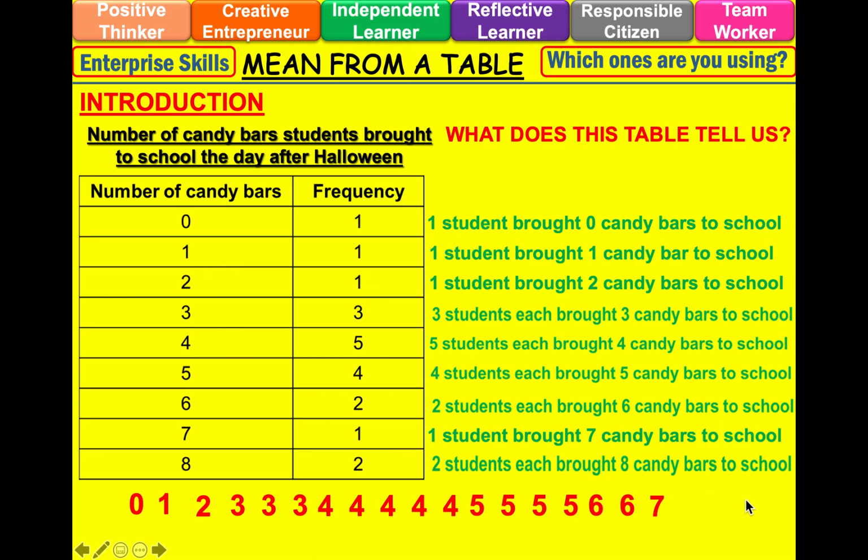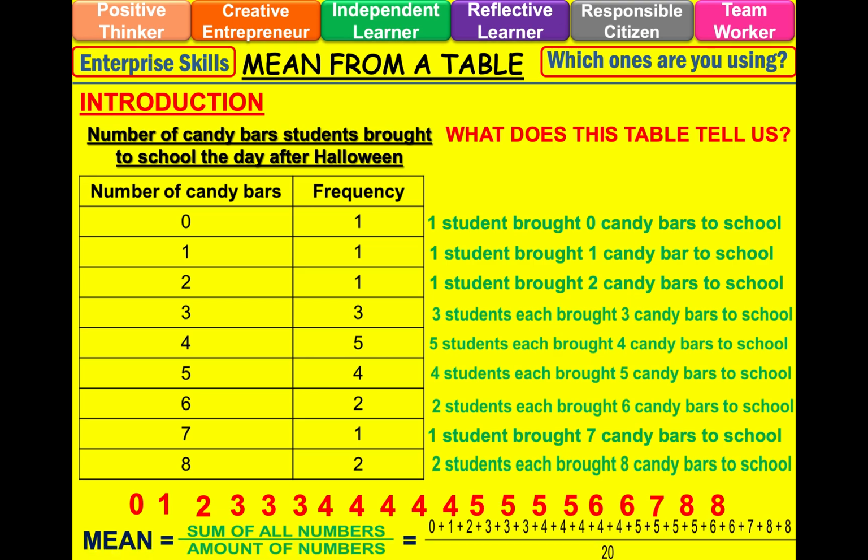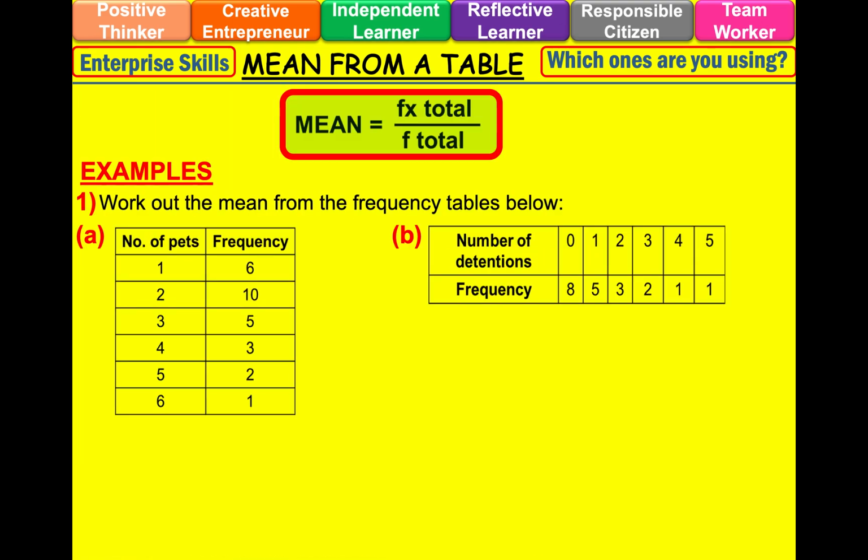So this shows how many students have bought how many candies. Now I'm going to skip on this. Now how can you work out the mean of that information? You use a formula called mean, fx total, divided by f, which is the frequency. We looked at this before. I'm just going to show you this again. So work out the mean from the frequency tables below. How would you do it?